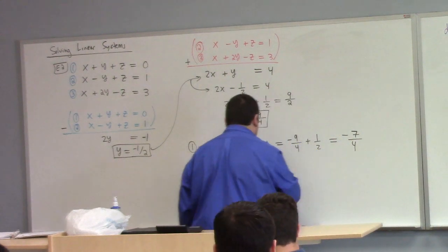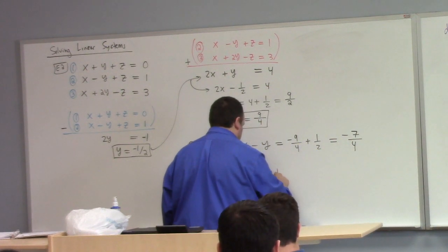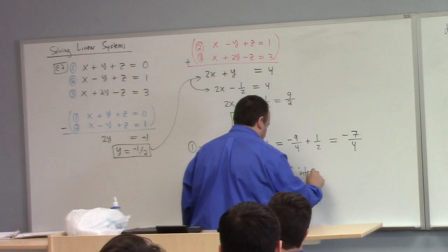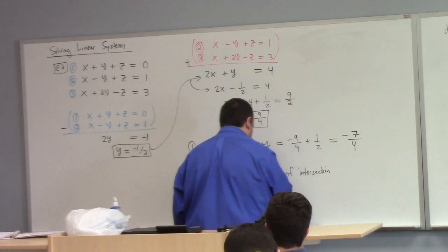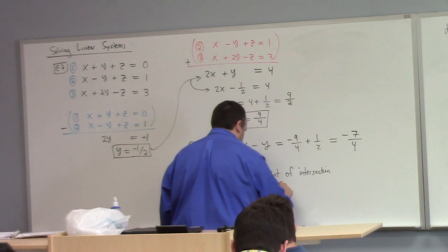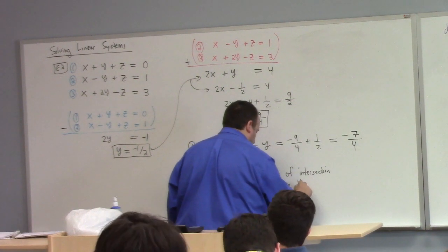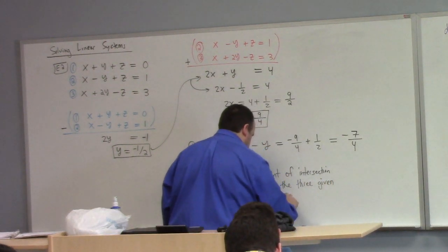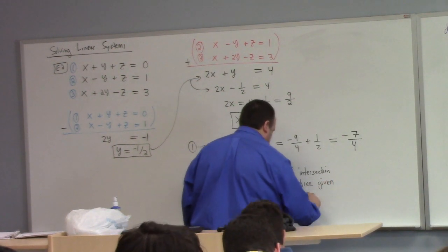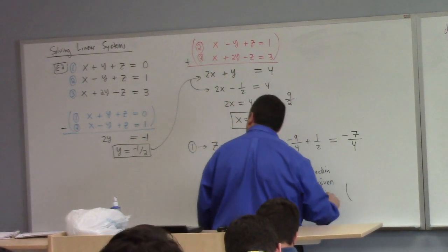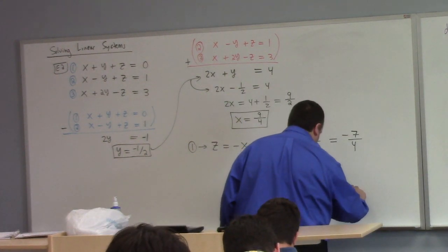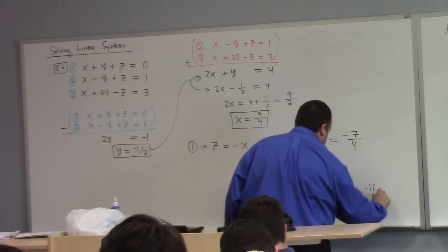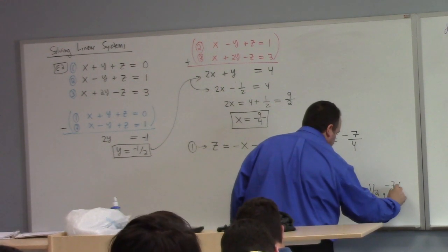So altogether, the point of intersection of the 3 given planes is actually 9/4, minus 1/2, minus 7/4.